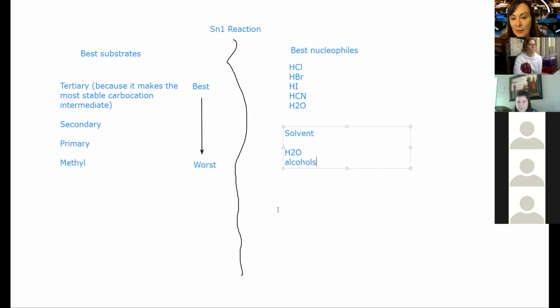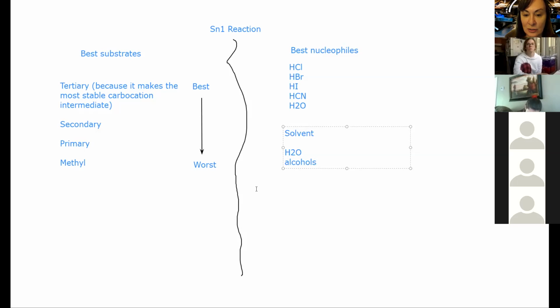I was curious about whether we wrote anything in our worksheet about stereochemistry for the SN2 reaction. Did we write that if you start with S, you end up with R, and if you start with R, you end up with S? No? Maybe we should write that there, right? So that was true for the SN2 reaction.